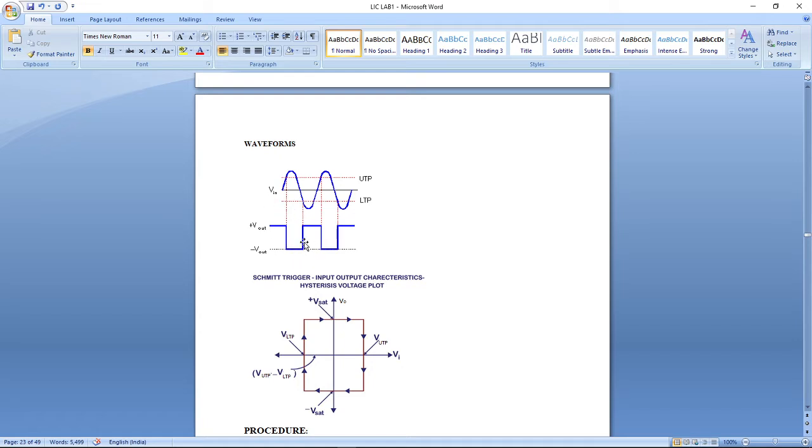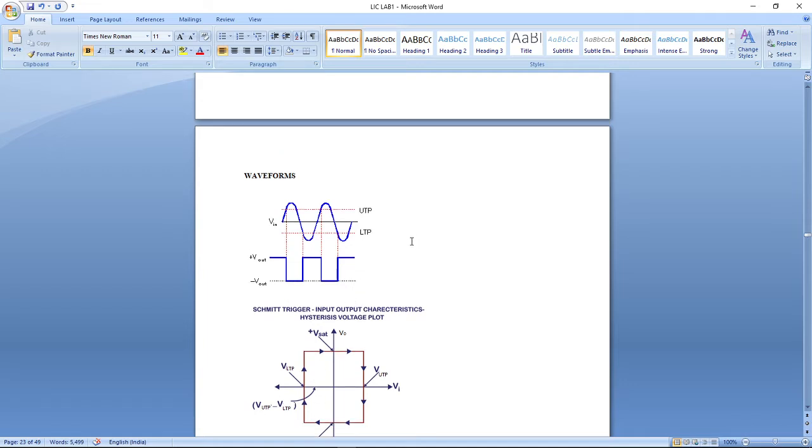The negative peak of the square wave output waveform is known as minus V sat, that means negative saturation voltage. And what is meant by UTP and LTP? That means upper threshold point and lower threshold point.